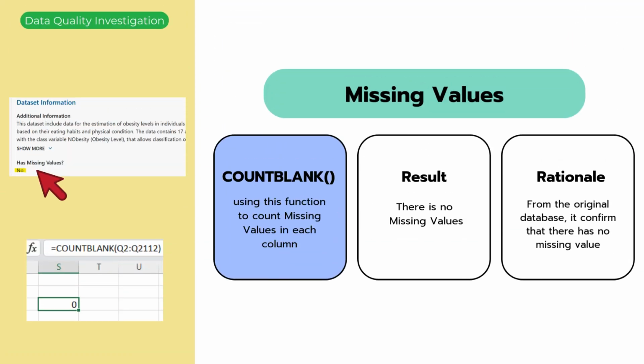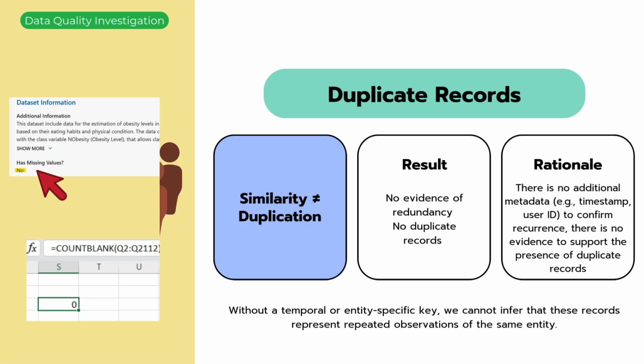Missing value. We use the formula COUNTBLANK, using this function to count missing values in each column, and the result is there is no missing value. The rationale is that the original database confirmed that there is no missing value.